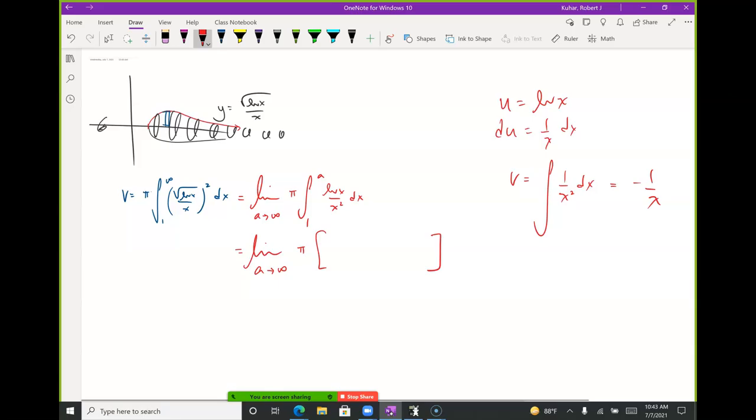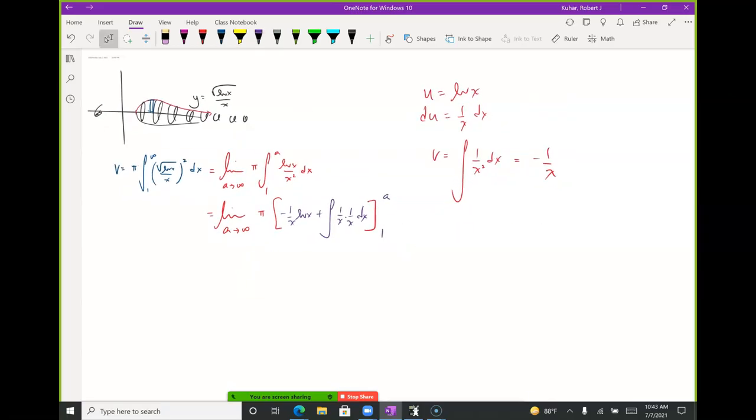Nice. So I get uv, right? So minus 1 over x ln of x, minus the integral of v du. v is already negative, so I'm going to get a positive integral of 1 over x times 1 over x dx, evaluated at a and then at 1. How are we there?